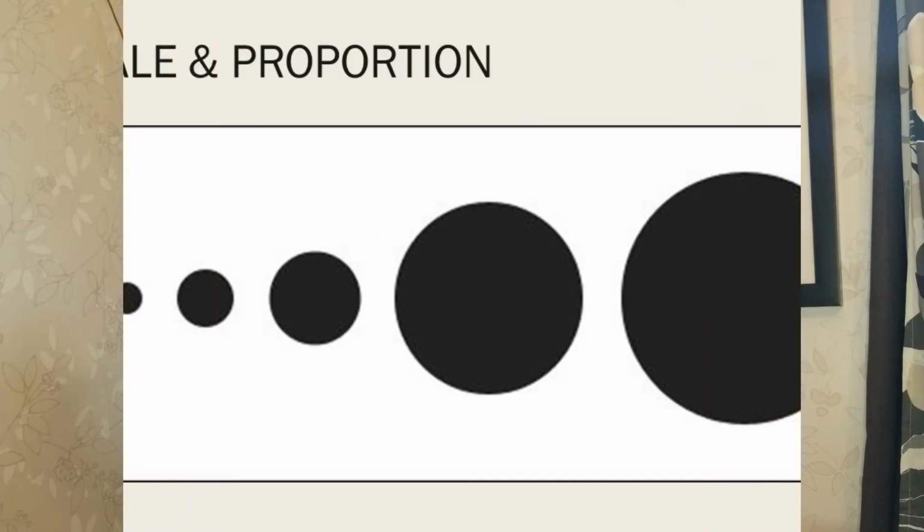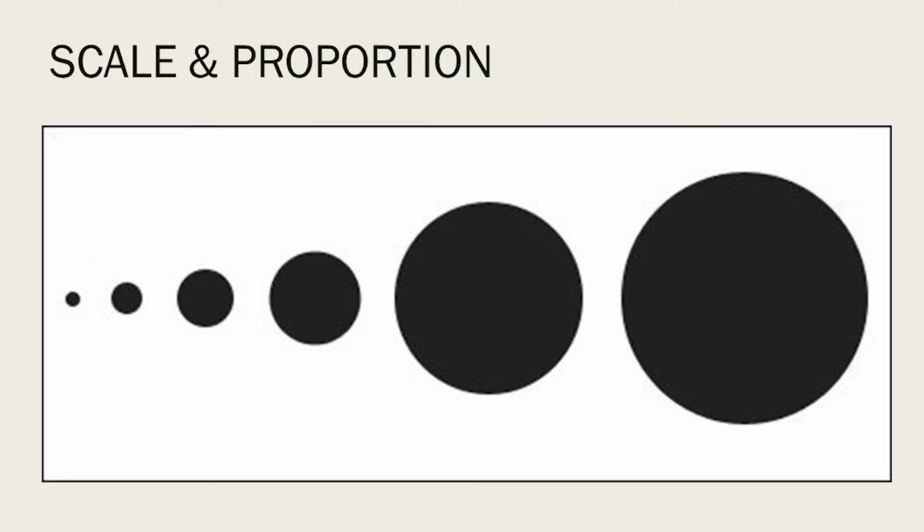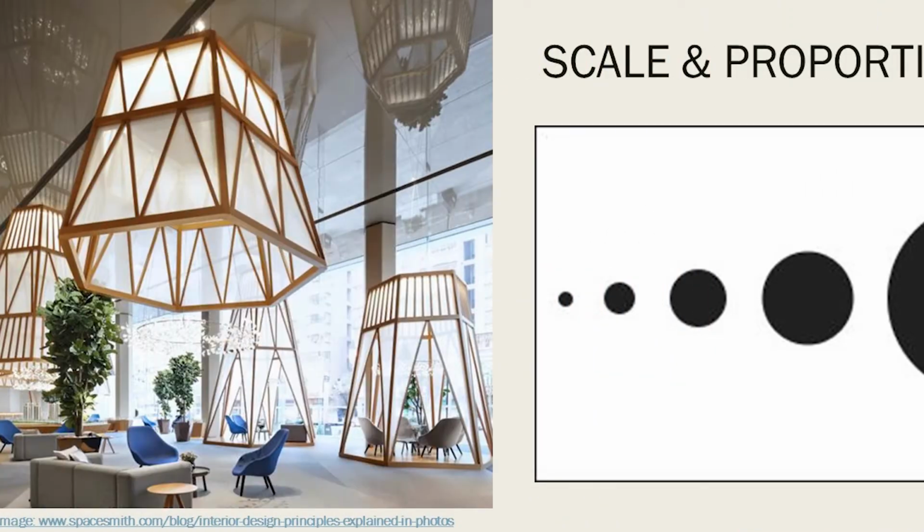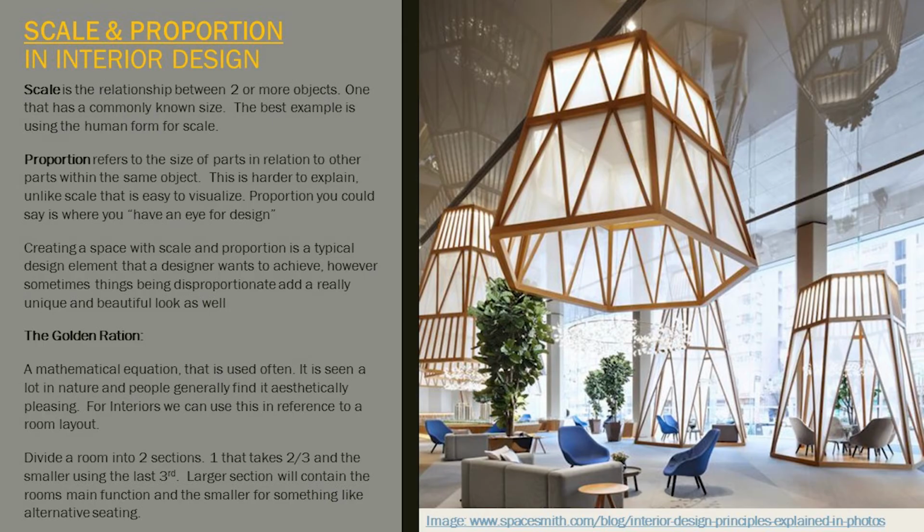Design principle number 6 is scale and proportion. Scale and proportion are one of the really important elements of design. Scale refers to the relationships between 2 or more objects, one that has a commonly known size. In most cases, the size of objects is compared to our own human scale.